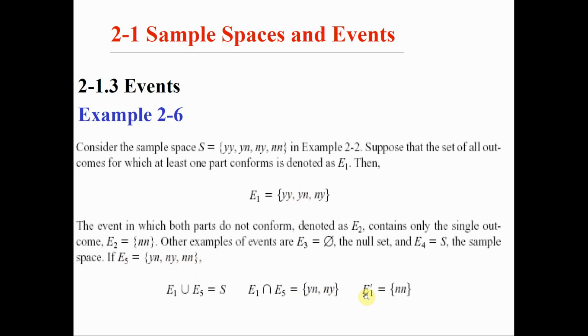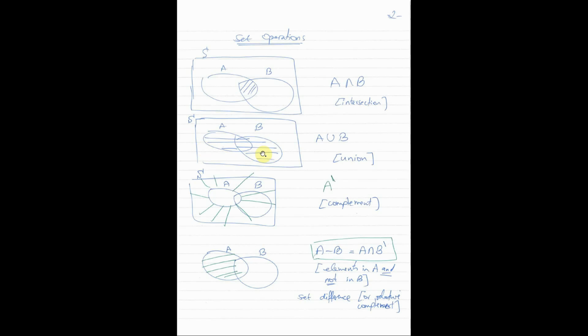A complement example. What is E1 complement? E1 complement means what are the outcomes not in E1? More precisely, what are the outcomes in the sample space? We always have a sample space in our background, even in these pictures.